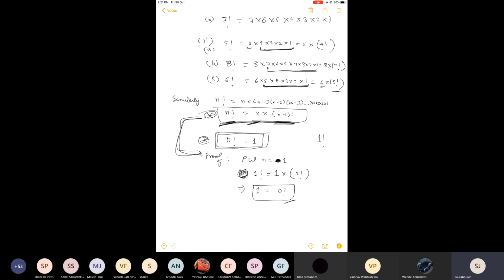What is 1 factorial? What is 2 factorial? 2 into 1. What is 1 factorial? 1. Why? Because 1 factorial will mean the product of the first one natural number. So the product of the first one natural number means what? Simply the first natural number.